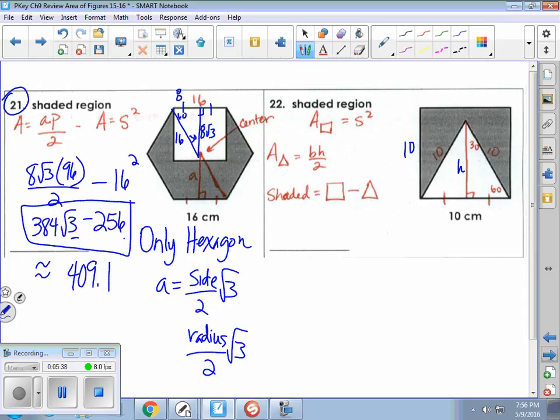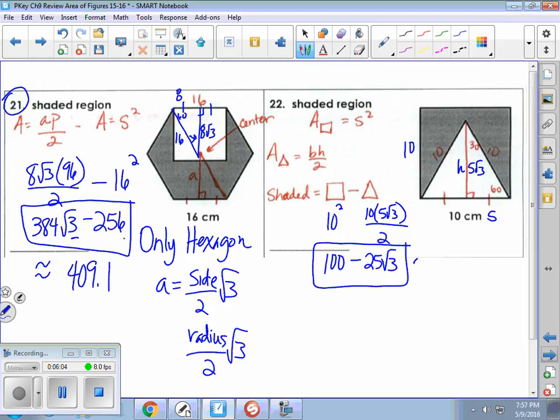So if I do the area of the triangle, that's base times height. Well, this becomes 5, and the height now becomes 5 radical 3. So my base is still 10 times my height, 5 radical 3, divided by 2. Area of a square is just 10 squared. So we know that that's going to end up giving me 100 minus 25 square root of 3, and that is my exact answer. When I plug it into the calculator, my approximate answer is 56.7.